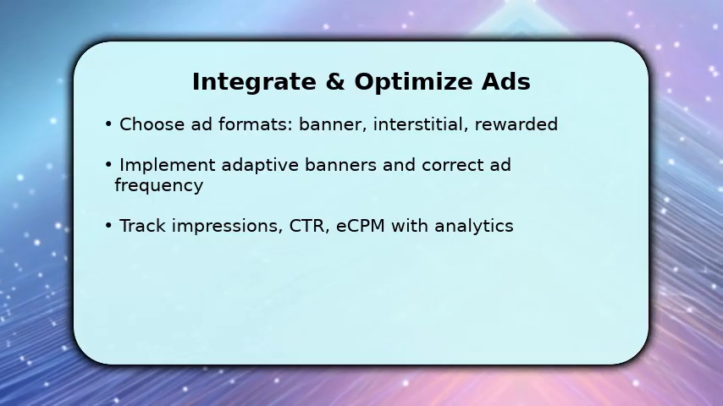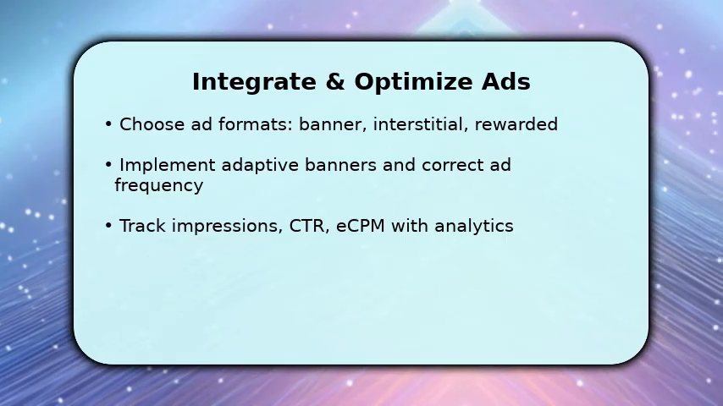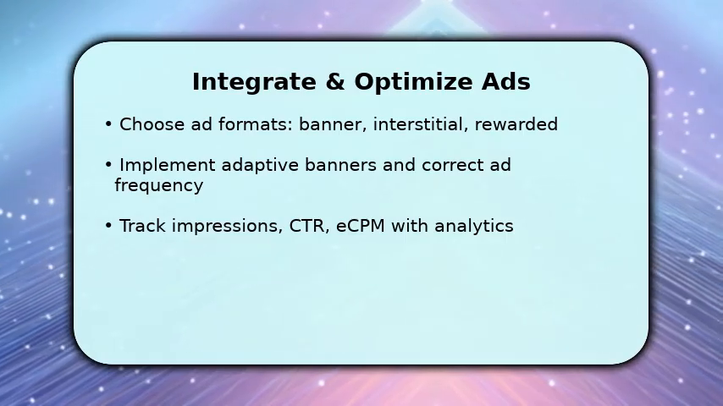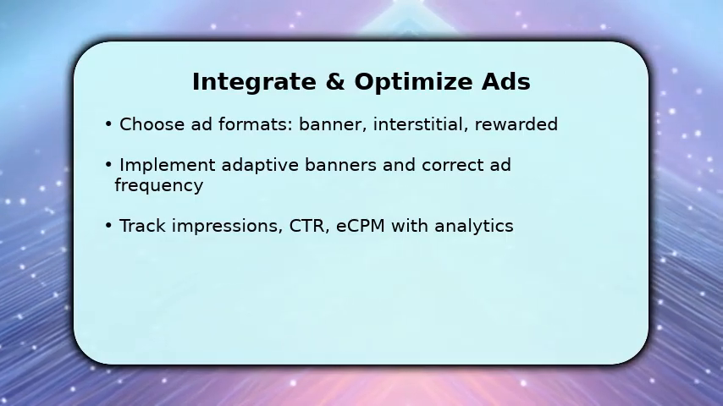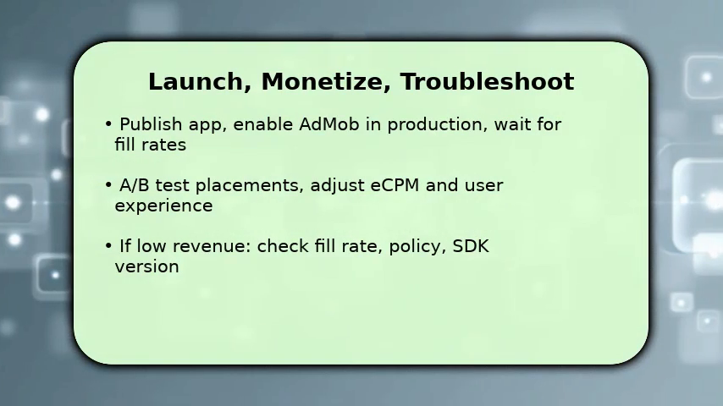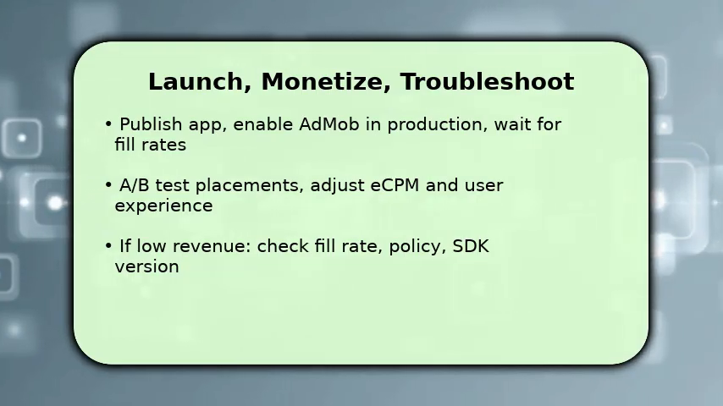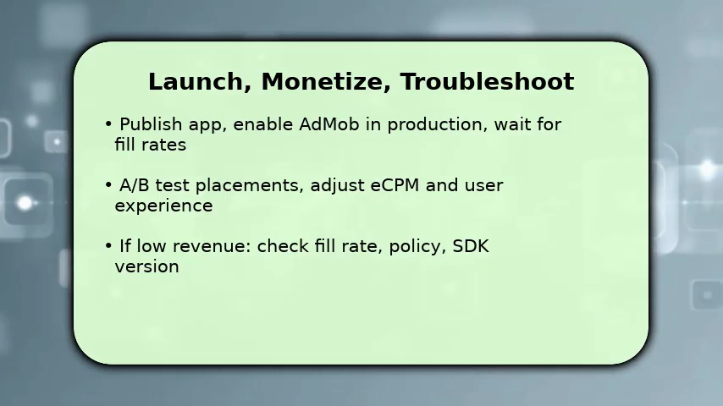Once implemented, connect analytics to monitor impressions, CTR, and eCPM so you can iterate ad placement and timing based on real user data. You finish by publishing and monitoring performance closely after launch. Make sure AdMob is enabled for production ad units and give it a few days to stabilize fill rates and eCPM.